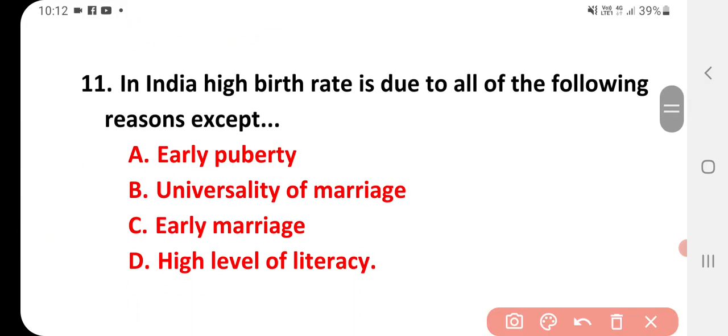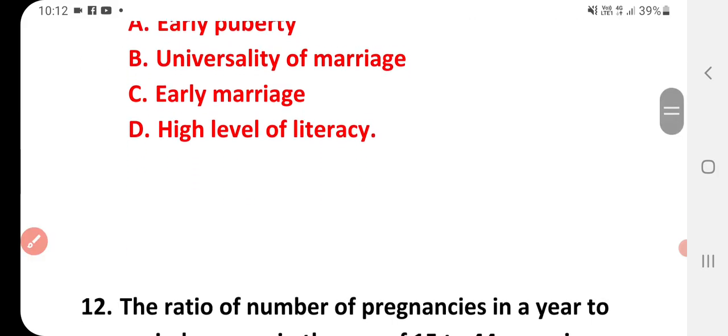Next, move to the 11th. In India, high birth rate is due to all of the following reasons except: early puberty, universality of marriage, early marriage, high level of literacy. All are causes of high birth rate except high level of literacy. So high level of literacy is not a cause of high birth rate. So option D is the right answer.